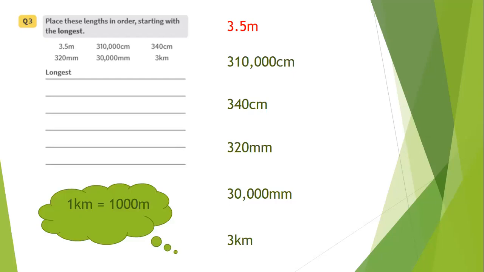I know that 1 kilometre is 1,000 metres. So if I know that 1 kilometre is 1,000 metres, I can say that 3 kilometres is 3,000 metres. So the one at the bottom is 3,000 metres. So I can see already that's a lot bigger than 3.5 metres. What else could I use? What other facts do I know?